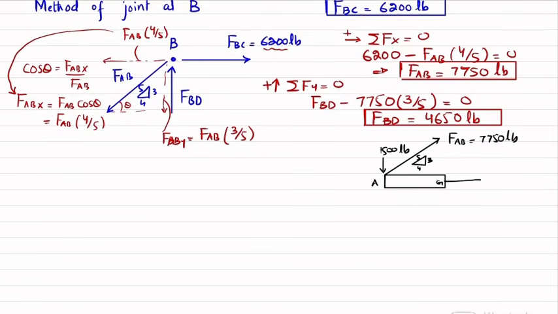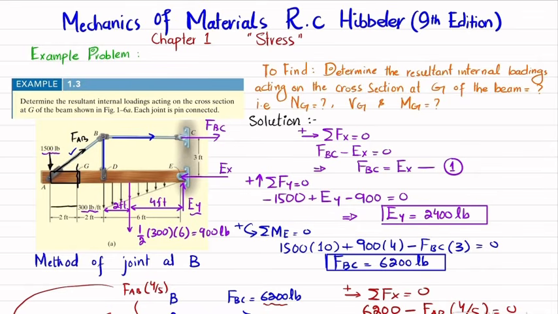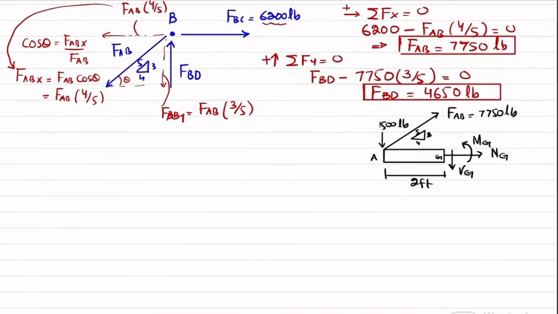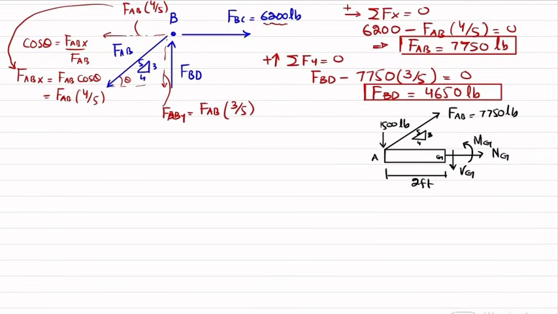When you cut it, you will have a normal force in the horizontal direction, which is NG. You will have a shear force acting in this direction, which is VG, and you will have a moment at point G, which is MG. The length of AG is 2 feet. Let me show you over here. You can see this length is 2 feet. So we will apply the equations of equilibrium in order to find MG, NG, and VG, which are the internal loadings.